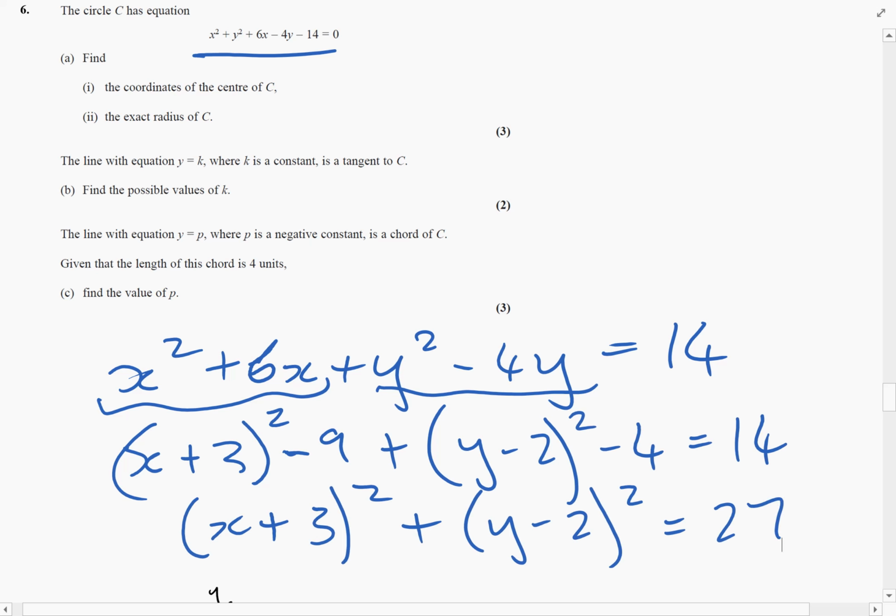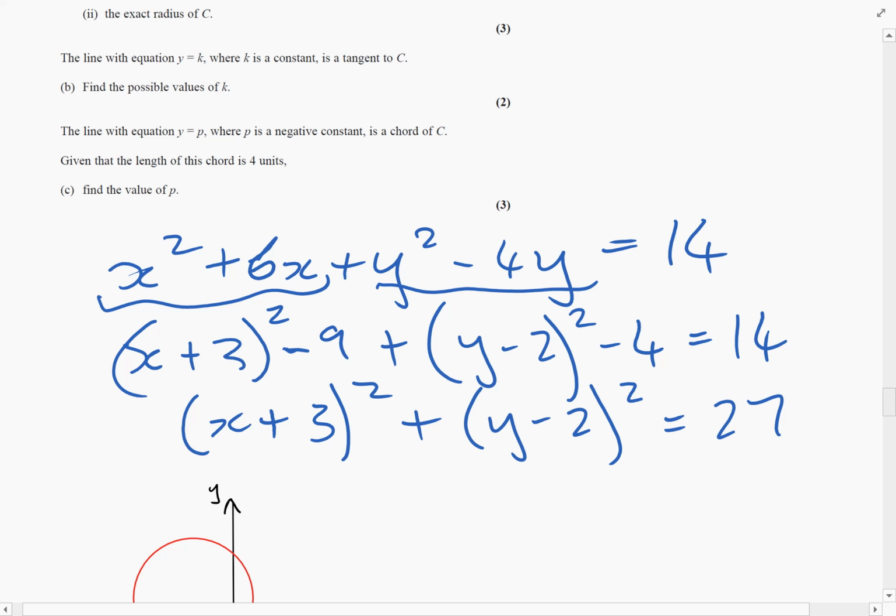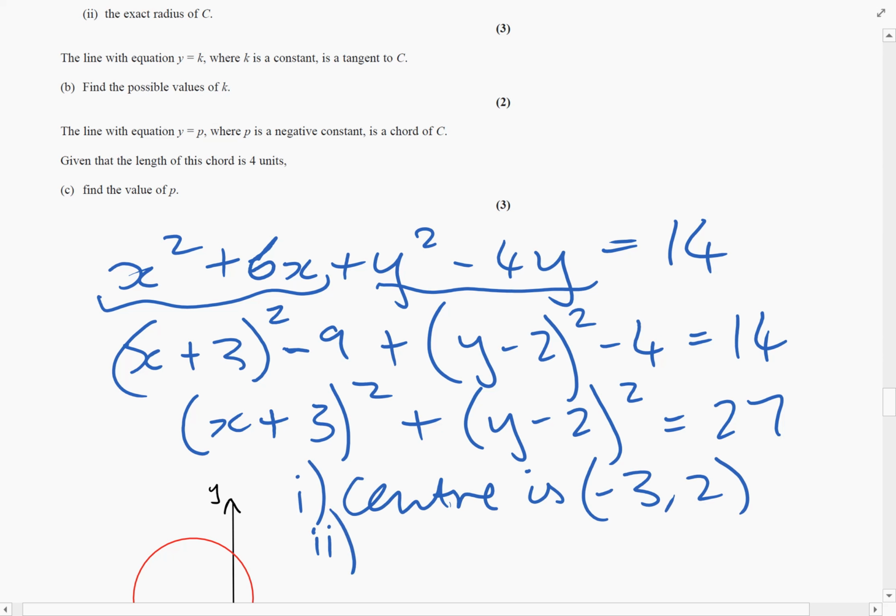So now we can see straight away there that the center is minus 3, 2, and the radius is the square root of 27, or 3 root 3.